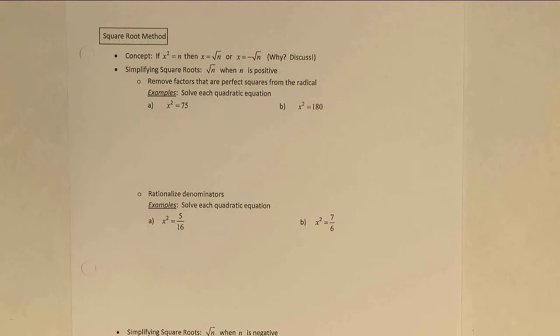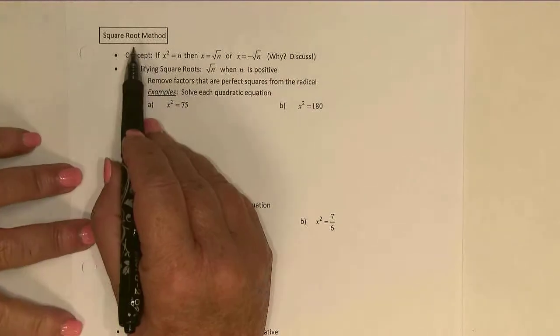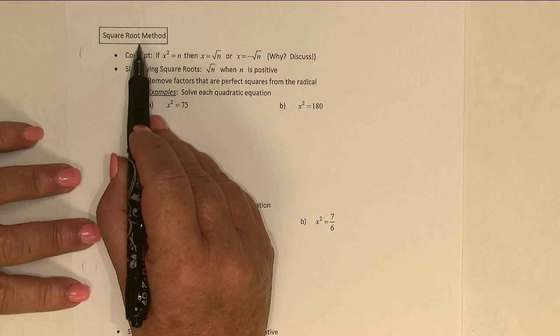This is 1.5 Part B. We're talking about solving quadratic equations. In Part A, we looked at the factoring method. In Part B, we're going to look at a new method, the square root method.